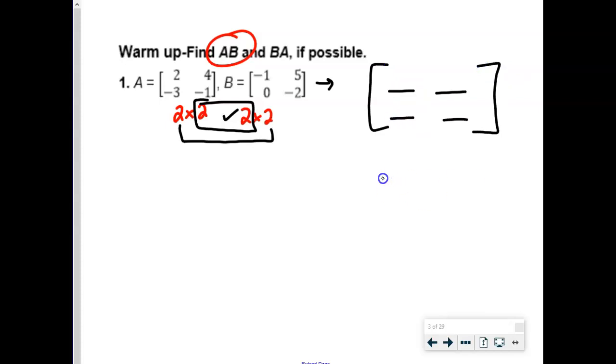And then this is where we busted out the colors if you have them. You're going to circle the rows from your first matrix, so matrix A. Try not to cross them off like I just did. And then circle your columns from matrix B. And then this is the fun time where you get to multiply and add together.